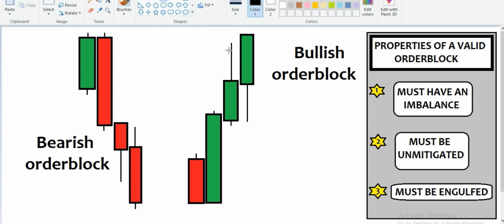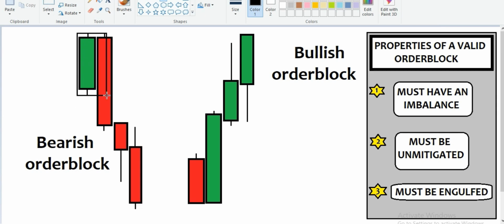Now, this is how you draw your order block. Remember what an order block actually is. In a bearish order block, it is the last bullish candle before the bearish expansion to the downside. That particular candle there is the order block. The entirety of that candle is what you are going to draw as your order block.